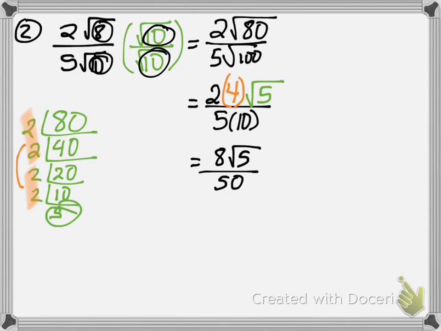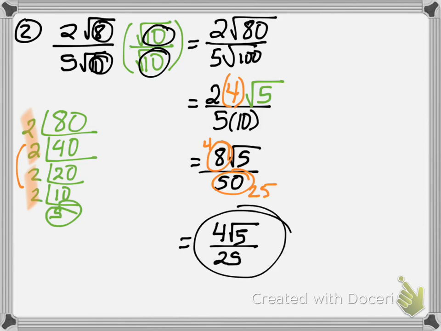So I cannot reduce it with the 5 and the 50. But I can, the 8 and the 50, what's outside the square root. 8 and 50 are both divisible by? 2. Giving me a 4 and 25. So my final answer is 4 times the square root of 5 divided by 25. That's the answer.